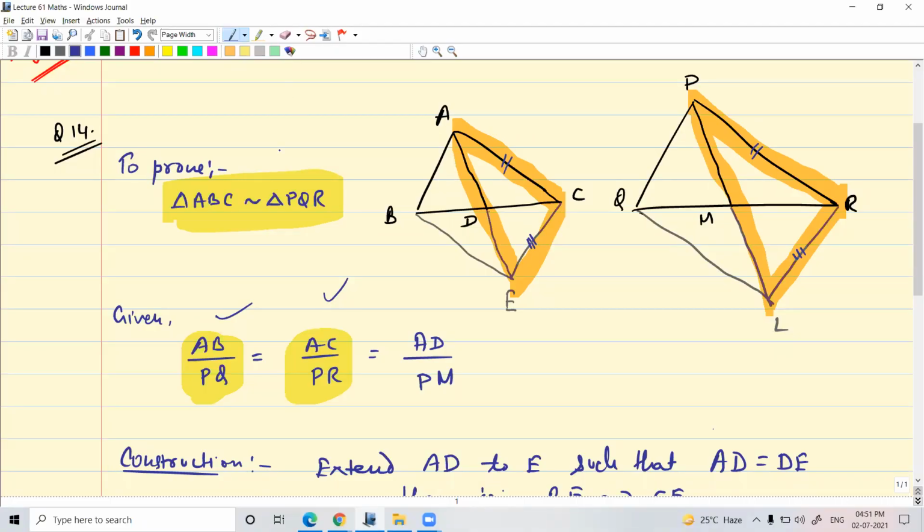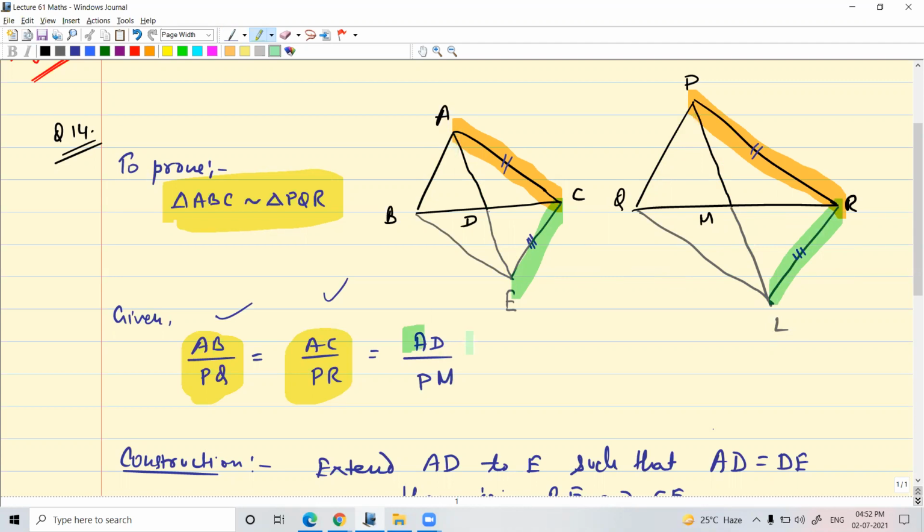Yeah. So we got two sides already. Let me write them properly. So those two sides were in ratio, and since it is given that AB by PQ is equal to that, I will, like you said, replace AB with CE and PQ with RL. So these two are also in ratio now.